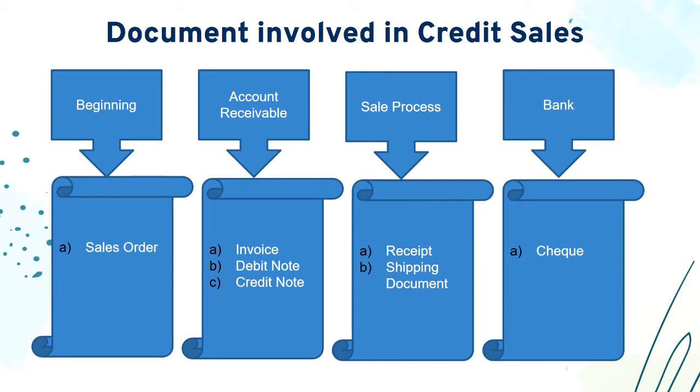On the other hand, the same document will be involved in the credit sale. The only difference is that credit sale will have an additional document for their account receivable, where it will involve invoice, debit note, and also credit note. All these documents will only be involved when there are credit sales in the transaction.